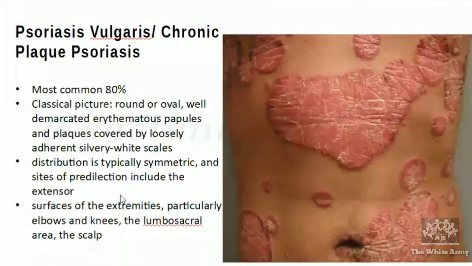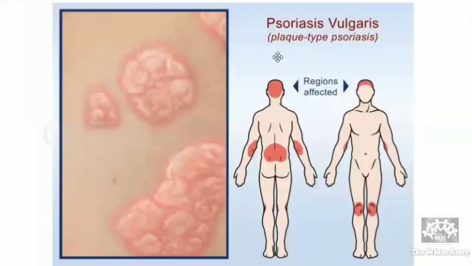How is the distribution? Usually it's symmetrical, and there are certain sites of predilection, like extensors, meaning elbows and knees. The most commonly involved sites are elbows and knees. Next common are the lumbosacral area and the scalp area. You can see in the picture: scalp, elbows, knees, and lumbosacral area.